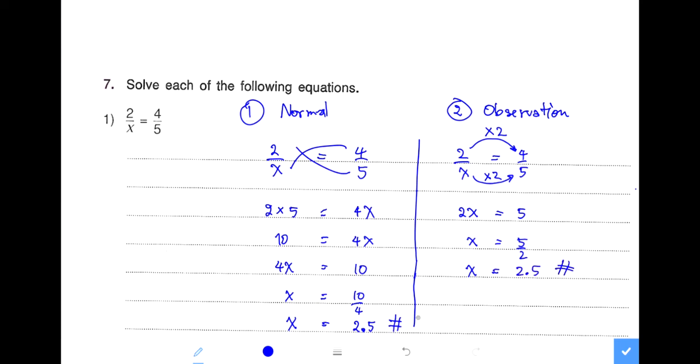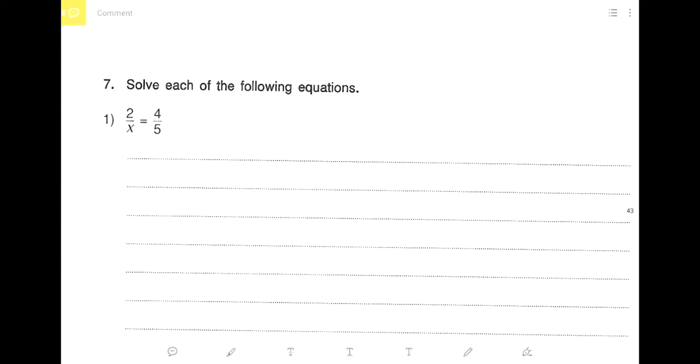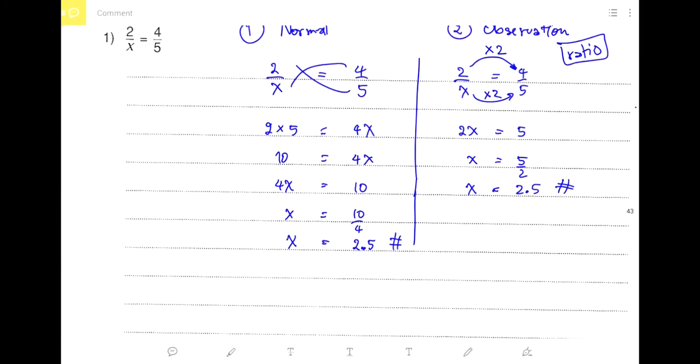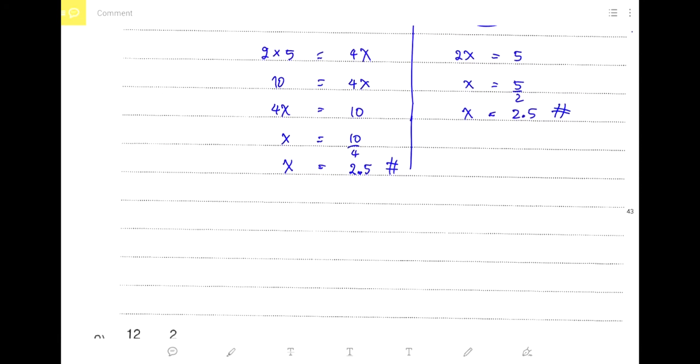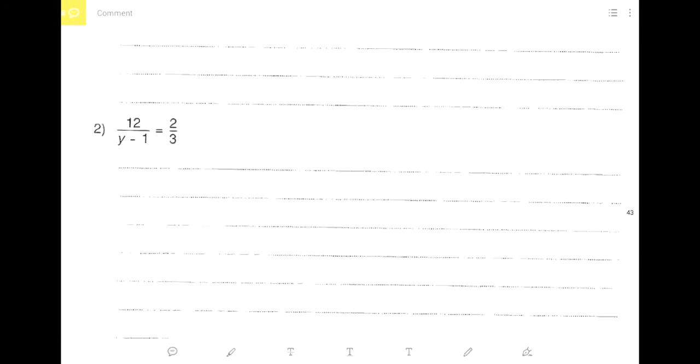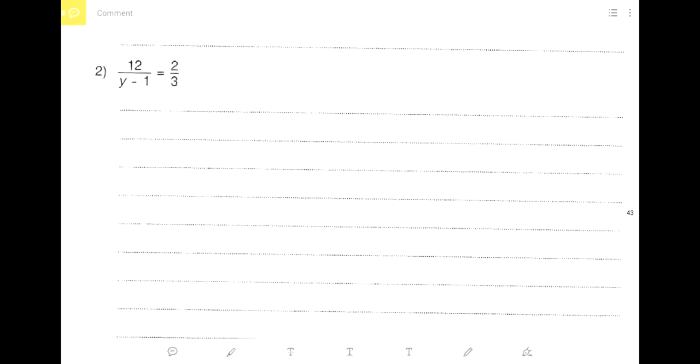And we have the same answers. This one you do normally, and this one you do by observation. This technique, if you still remember, is like the ratio. I taught you about the ratio and the fractions already. This one works like ratios. So it's up to you, it's your choice. You can do whatever you want, any method. Okay, next problem now.